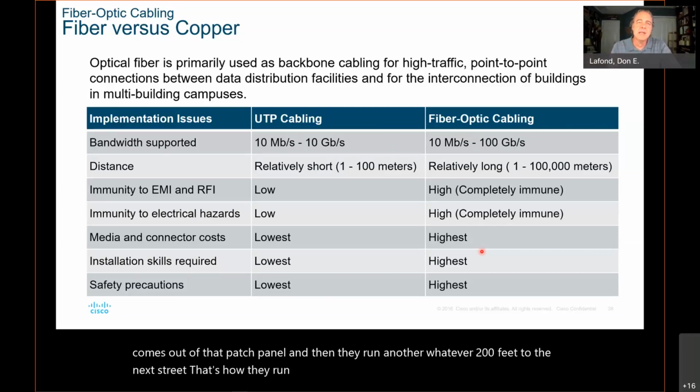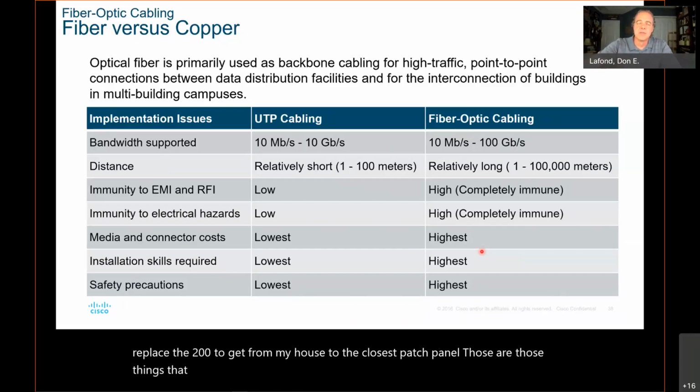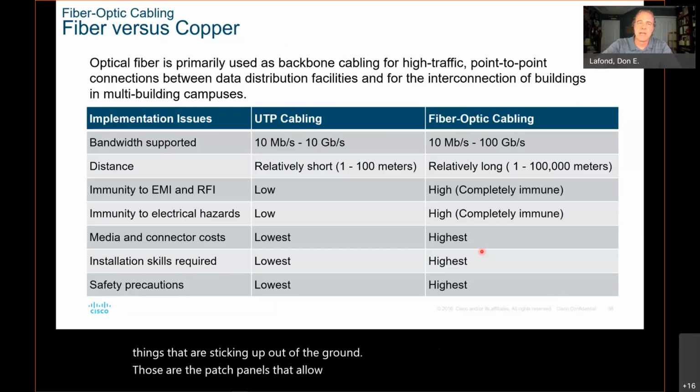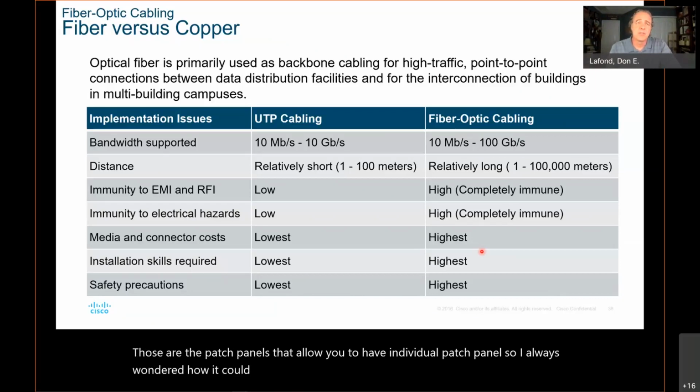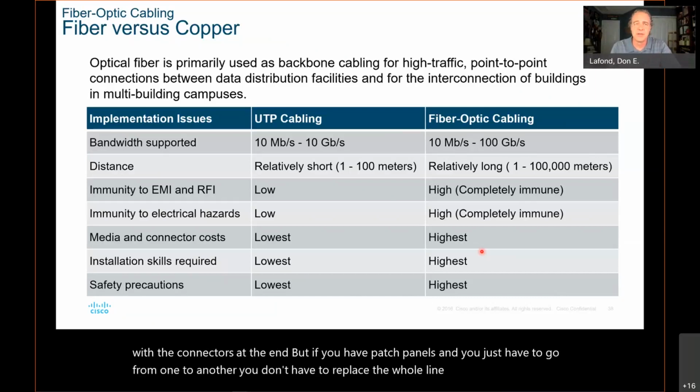That's how they run all the cables. So when I cut mine, they only had to replace the 200 feet from my house to the closest patch panel. Those are the things that are sticking up out of the ground. I always wondered how, because it could be challenging to splice fiber and make the connections with the connectors at the end. But if you have patch panels and you just have to go from one to another, you don't have to replace the whole line. You just have to replace a single patch panel.